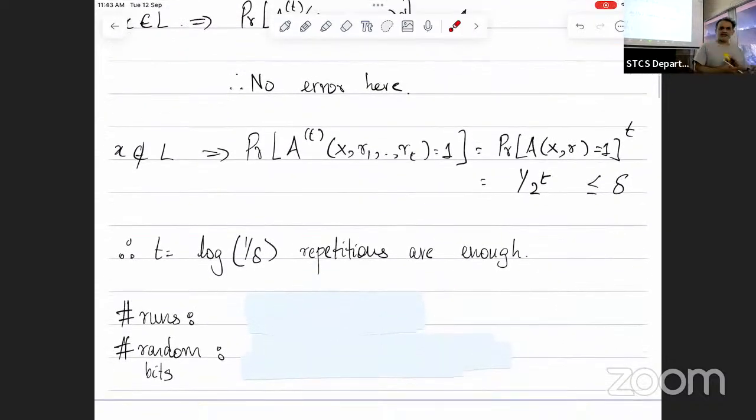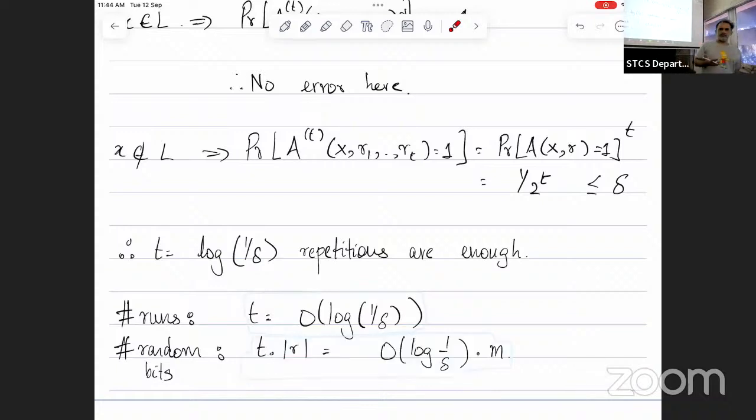Okay, so let's get a sense of this. My goal is to get to error delta, while my guarantee of the initial algorithm is just error half. I want to know how many different runs I have to try and how many random bits I am using overall. The number of runs we just saw, this T, is order log 1 over delta. And how many random bits are we using? Every run involved m random bits, and I'm running it T times. So it's T times the random bits required for each run, so it's log 1 over delta times m.